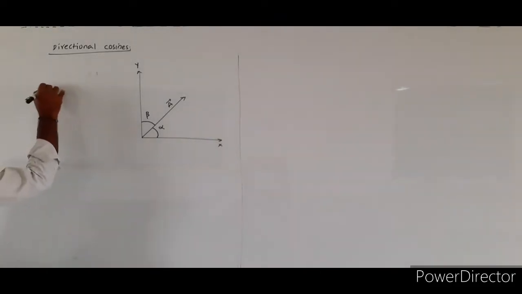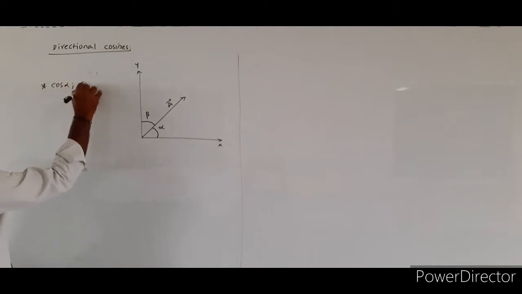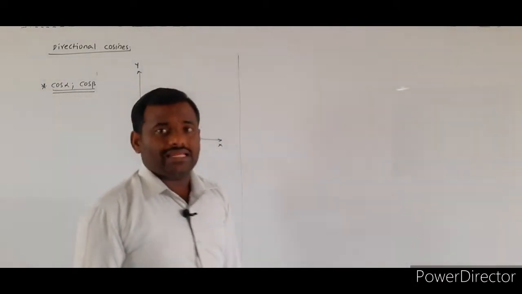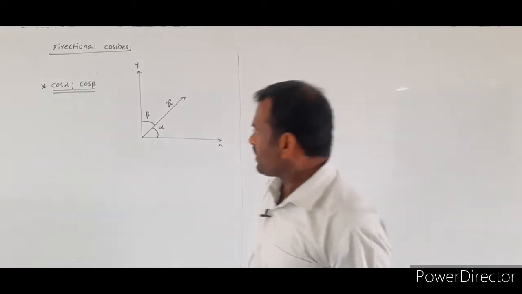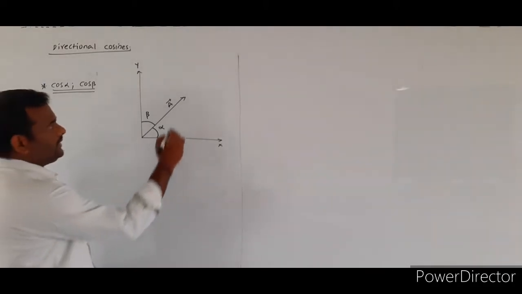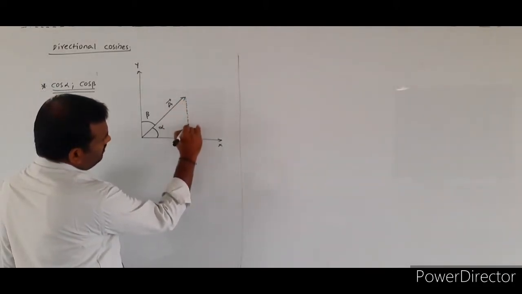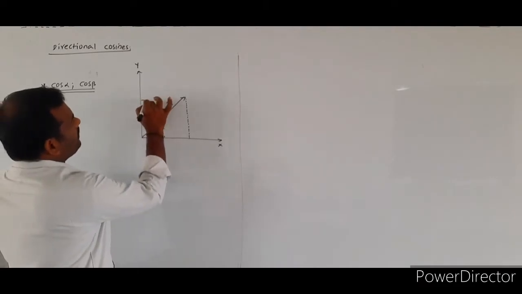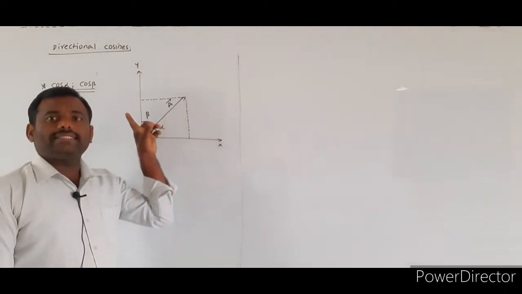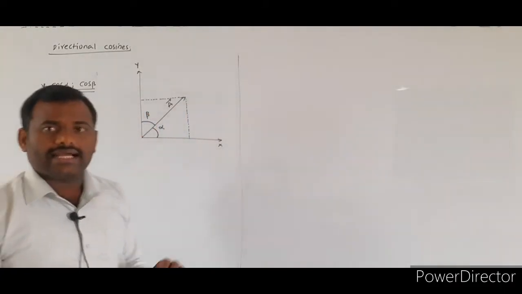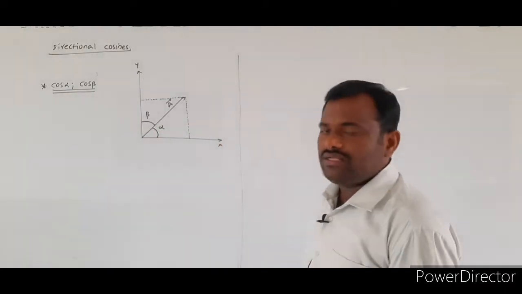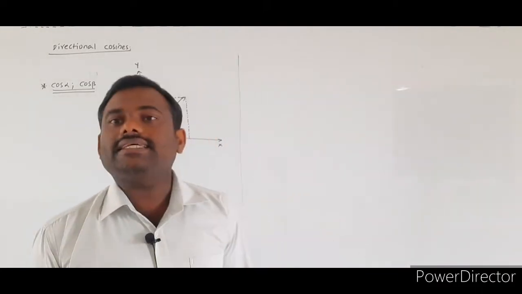Now, which values do I want to calculate? I want to calculate their cosine values, that is cos alpha comma cos beta. For calculation of the cos alpha comma cos beta values, from this vector I will draw two normals onto the x-axis comma y-axis respectively.